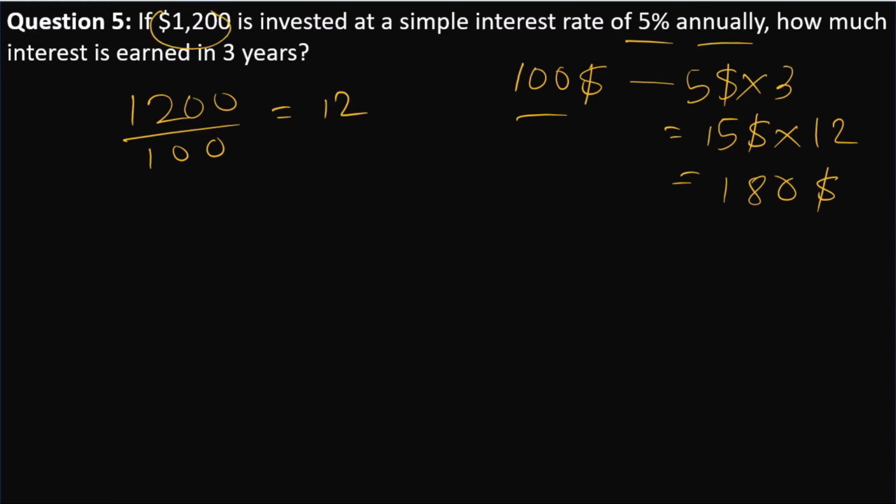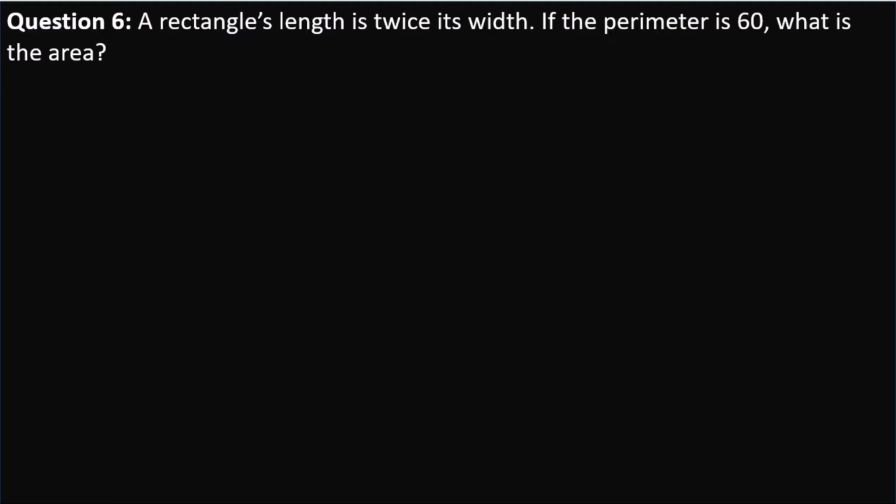So now, a rectangle's length is twice its width. Okay, so first consider the width of the rectangle to be x. So width is x. So here the length will be twice its width. So length will be 2x.